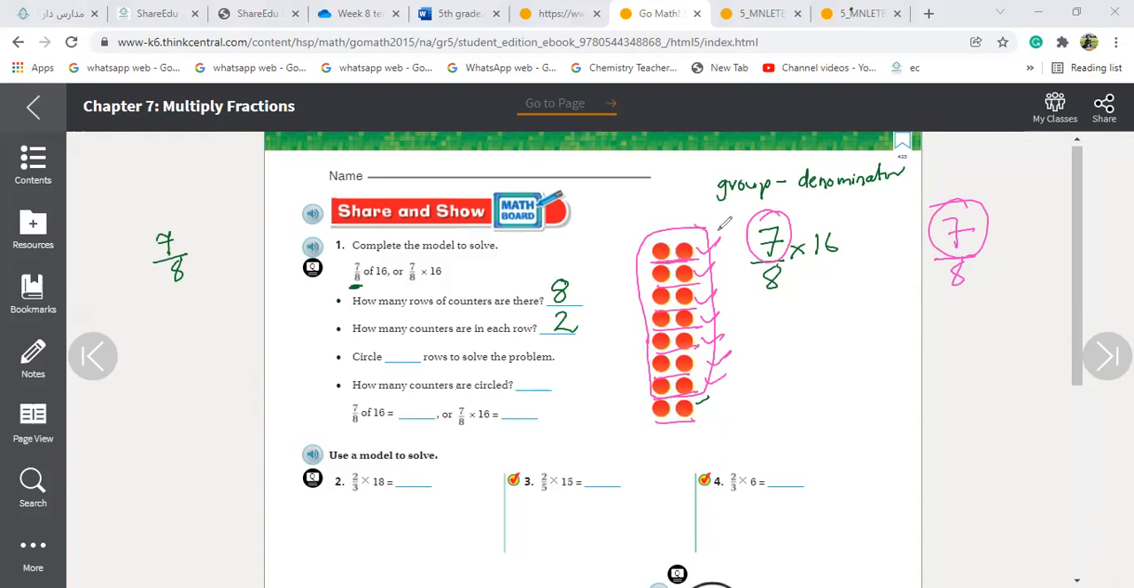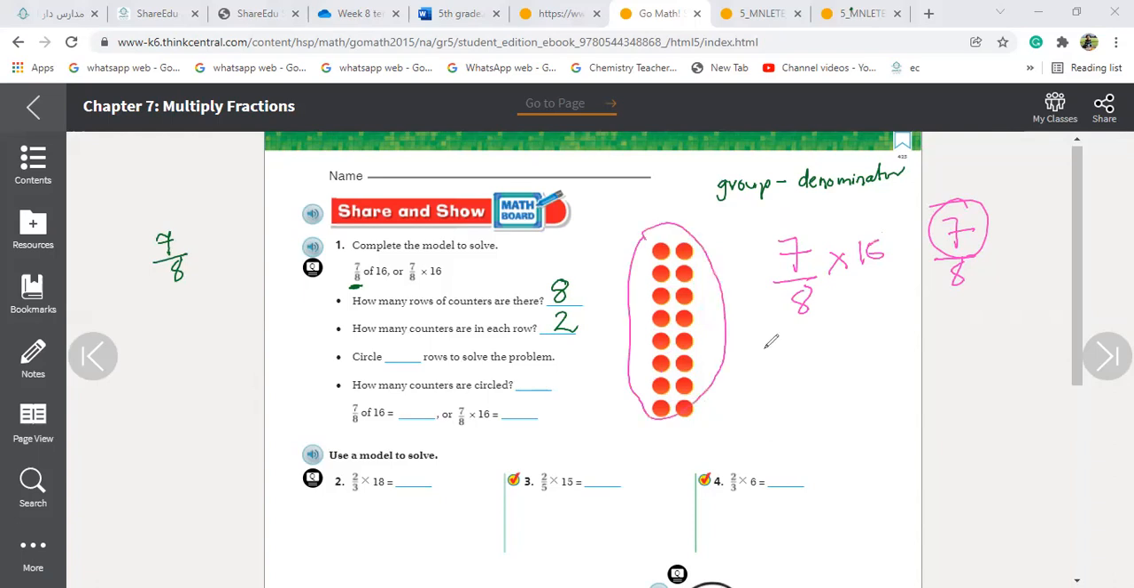No, you're not getting it. From the beginning, I will explain to you, Miral Khamis. Look here. 7/8 times 16. In total, how many counters are there? There are 16 counters. You divide them by 8. So each group has 2.